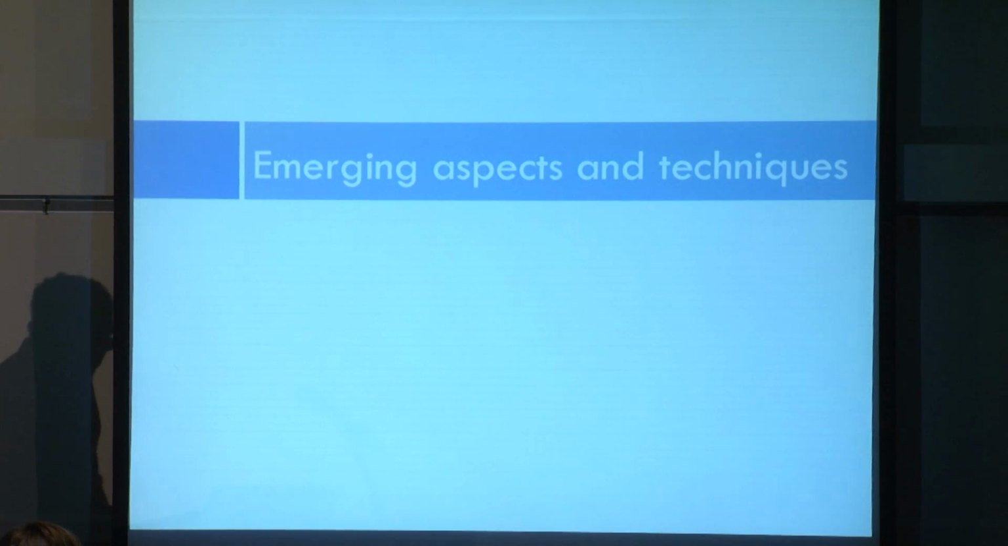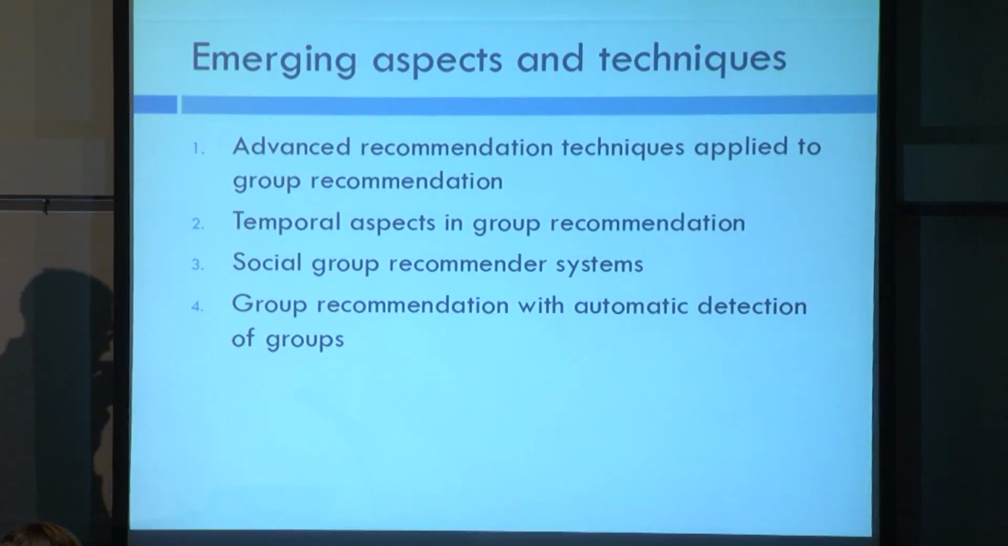In the last part of the talk, I will focus on emerging aspects and techniques which I believe are characterizing the recent literature. In particular, we will focus on 4 aspects. We will see how the recent advances in recommendation technologies have been applied to group recommendation. We will analyze how temporal aspects have been considered in group recommender systems. Then we will consider social recommender systems and group recommendation with automatic detection of the groups, so a scenario in which the groups are not available and should be detected.